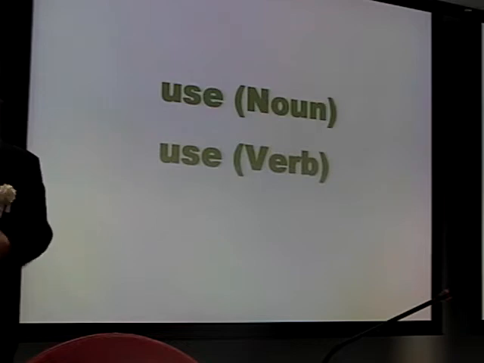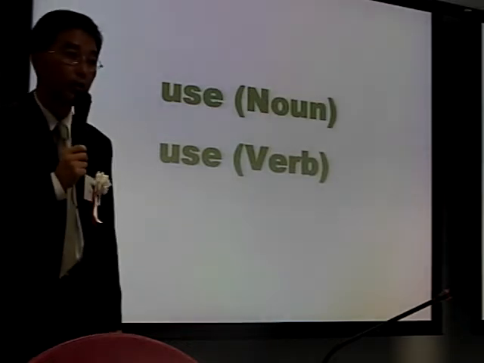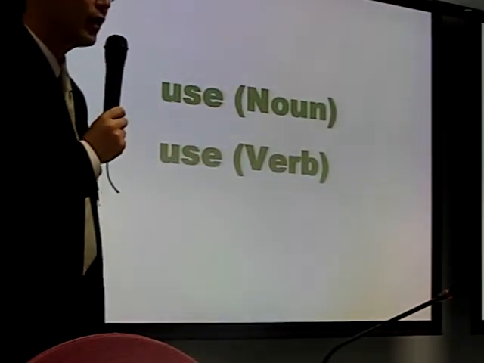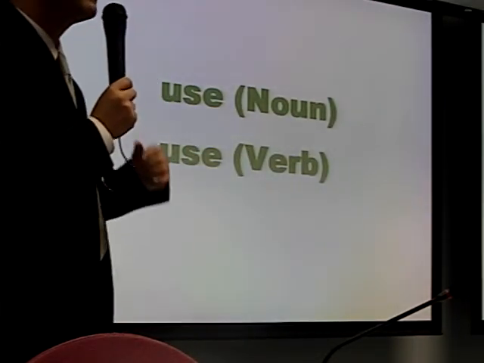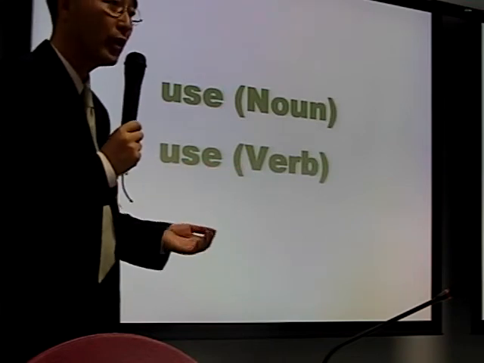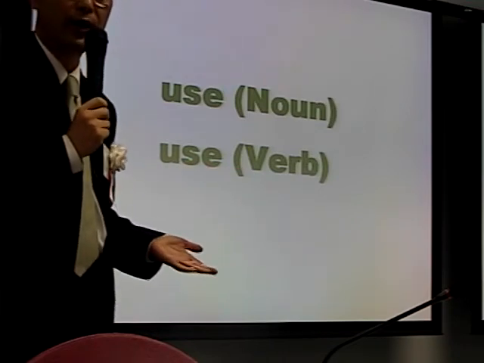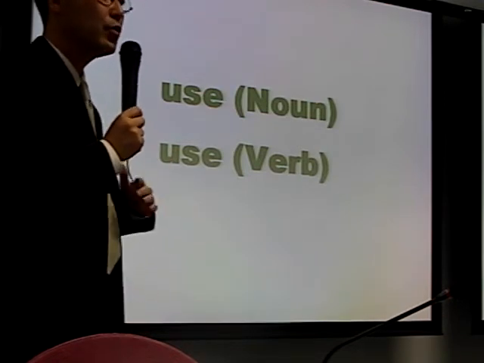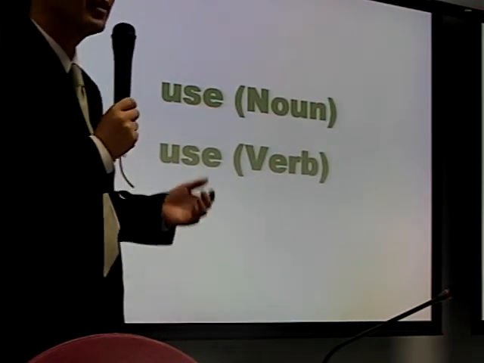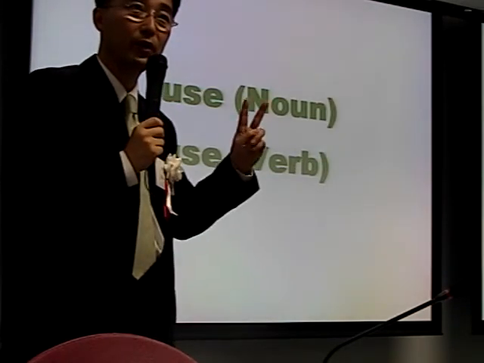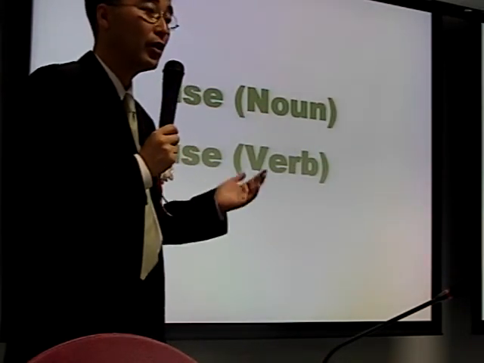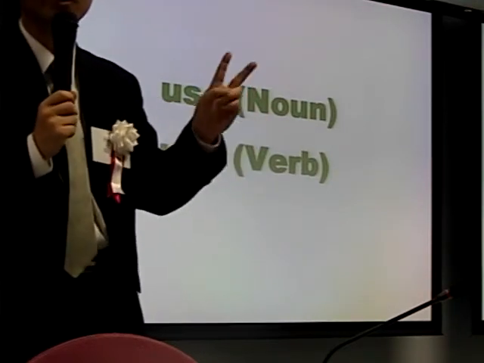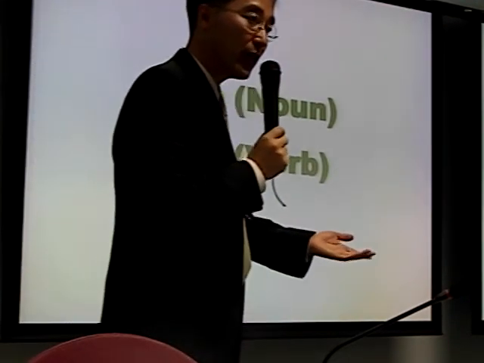So first one is the noun "use." Second one is the verb "use." So first one is the noun. Second one, the verb. So which one is this? Second one, the verb. First one, the noun. Second one. Okay. Could you please pronounce these words?